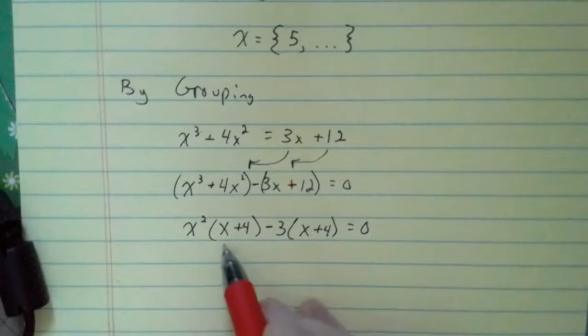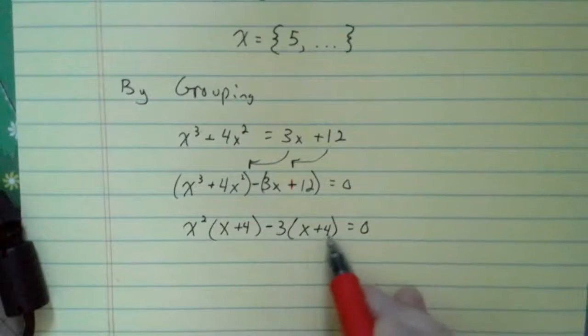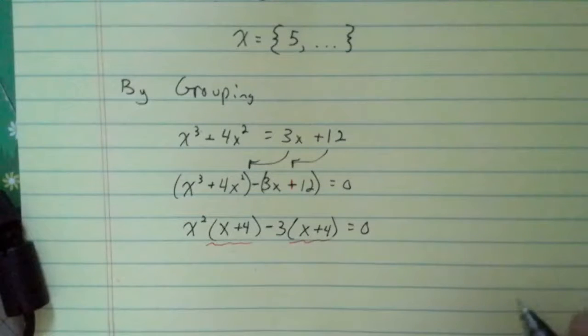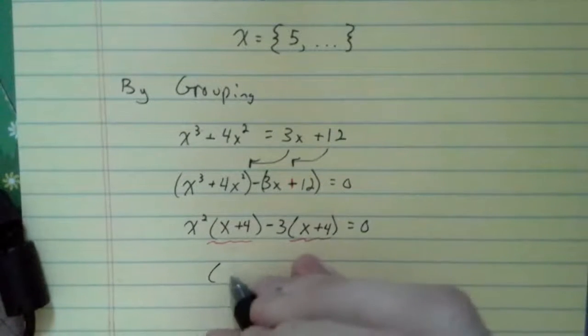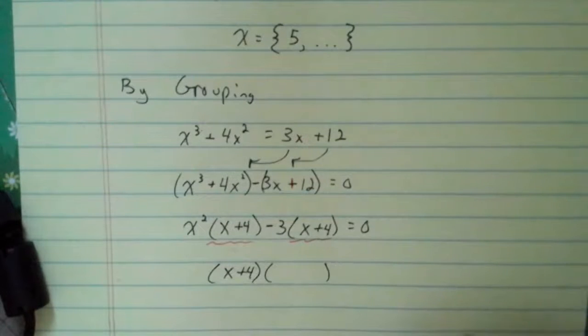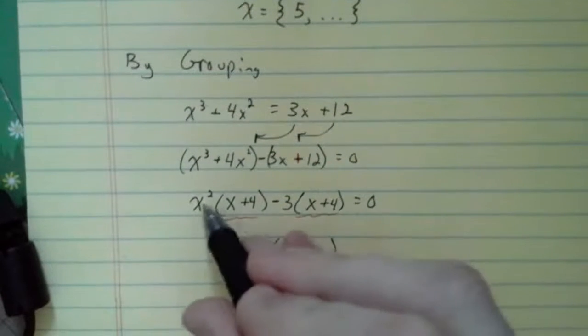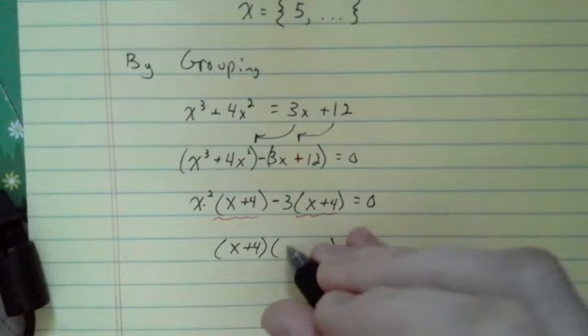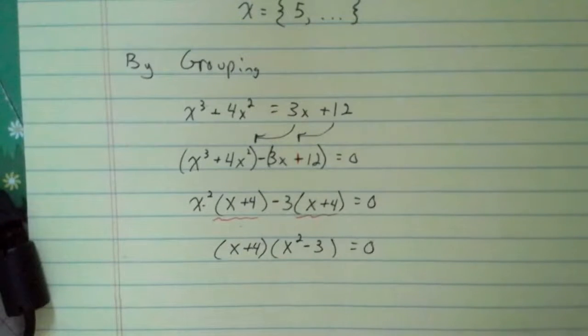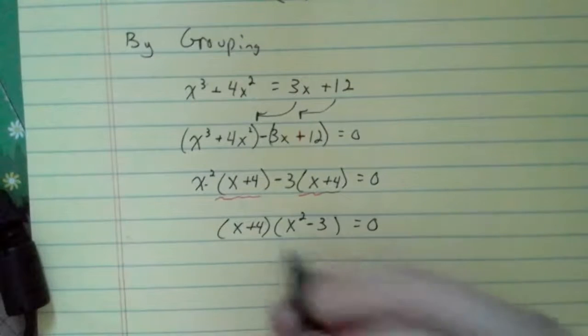Now look what happens here. I have an x plus 4, and I have an x plus 4. So that becomes a common factor that I can pull out front. Okay? So what I'm going to do is I'm going to write x plus 4 times whatever's left over. Well, what's left over? x squared minus 3. Perfect. All right, now I've got 2 binomials.